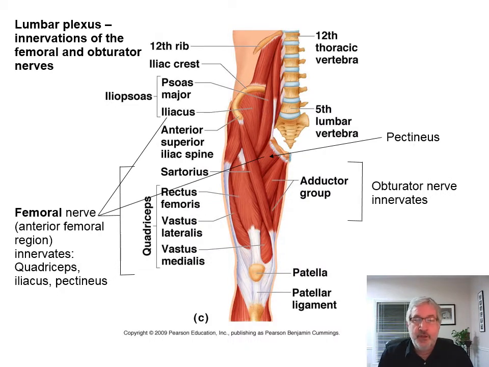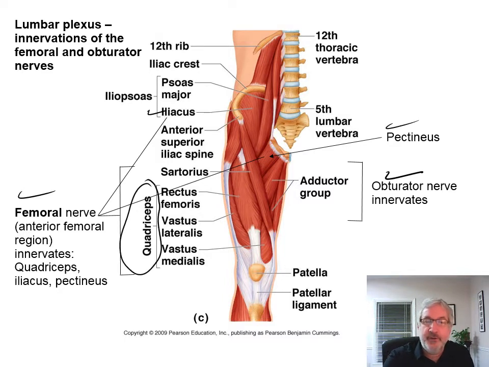And this shows a close-up view of some of the muscles that are innervated by the femoral nerve and the obturator nerve. Obturator nerve innervates the adductor group. The femoral nerve, in addition to the quadriceps muscles, is innervating some of these other muscles here. The iliacus muscle up here, as well as the pectineus muscle. So, but mostly it's doing the quadriceps there. Okay, next slide.